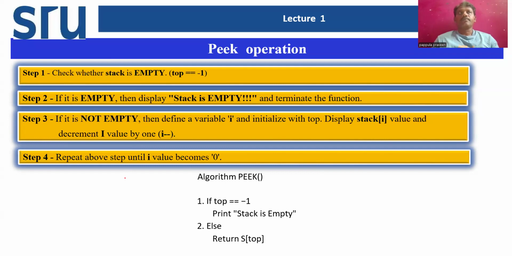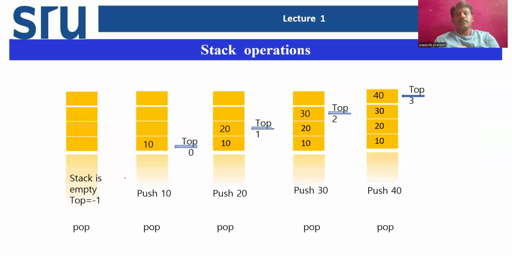Now when we write the condition, if top equal to -1, you print the stack is empty. Otherwise, you print the top value. That is called the peek. You print the top value, right? This is about the peek operation. And now here we have a small example.